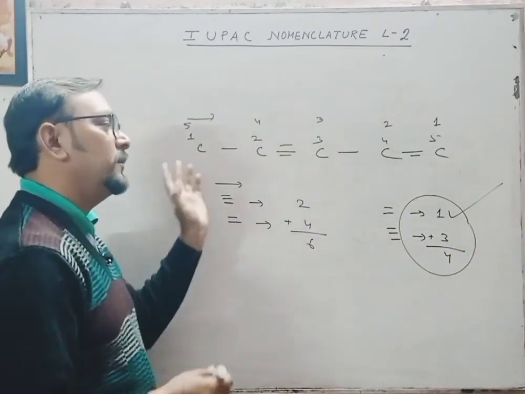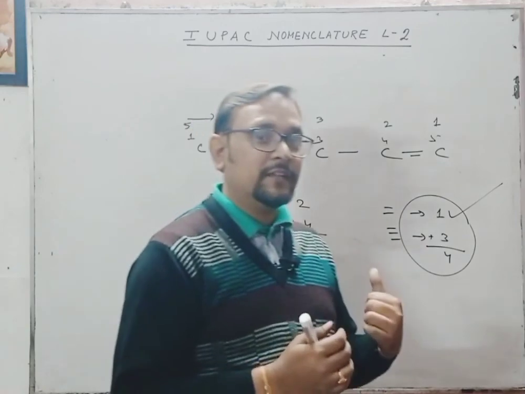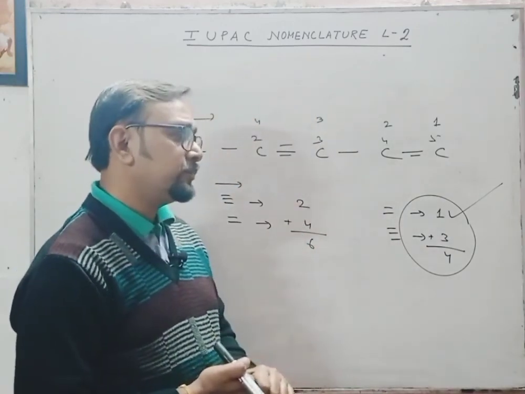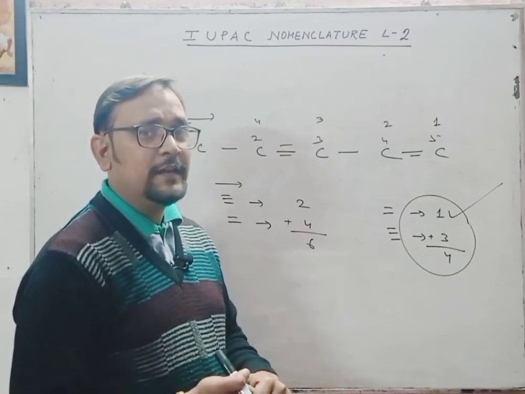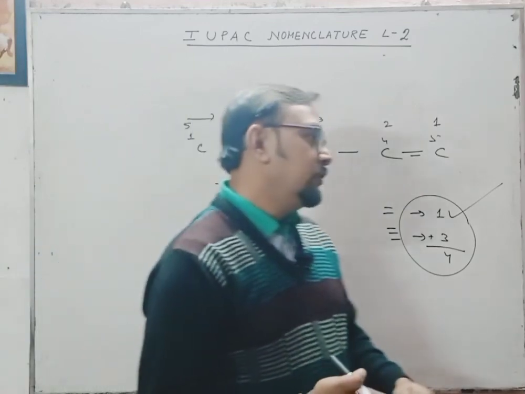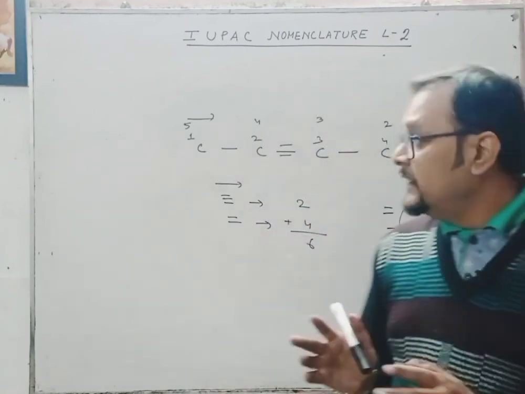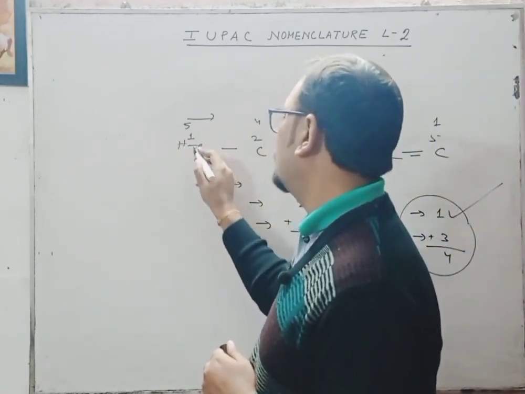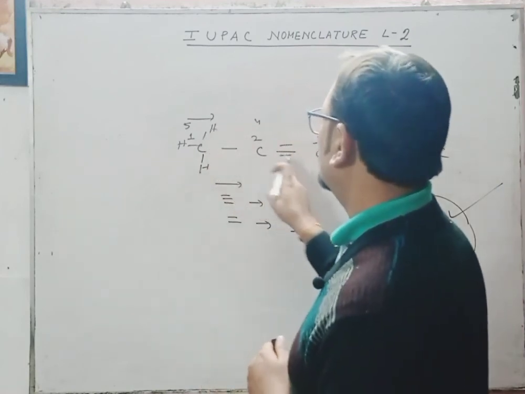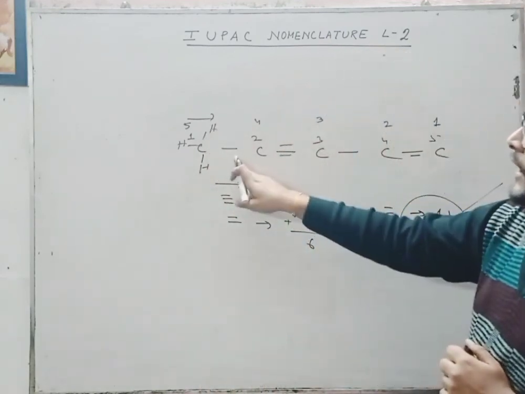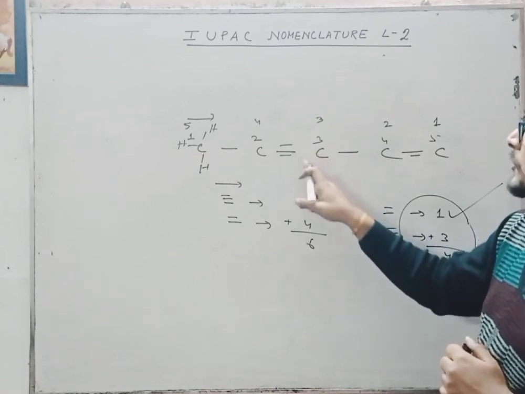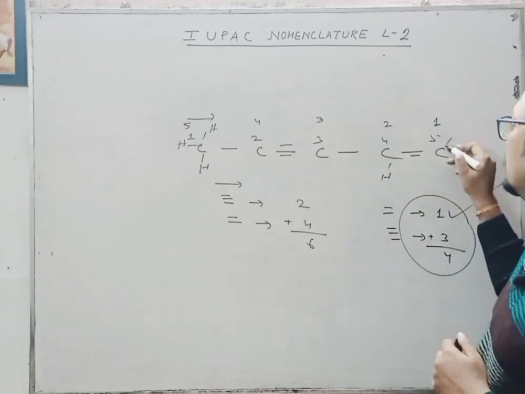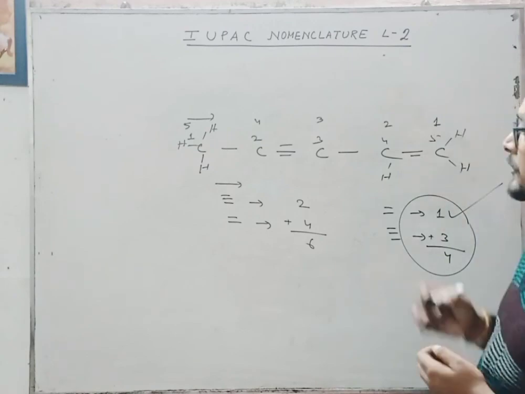No need to follow the triple bond, double bond rule. In the previous case we did it in a different way. Here always go by the summation rule. Clear? So finally we end this with counting the number of hydrogens. 1, 2, 3, 4. 1, 2, 3, 4. Here 1, 2, 3 and this is 4. 1, 2, 3, 4.